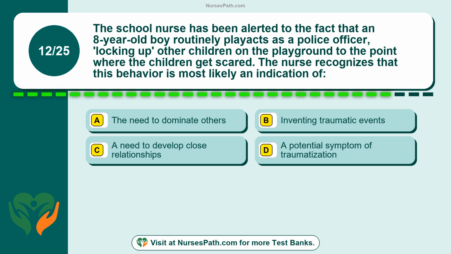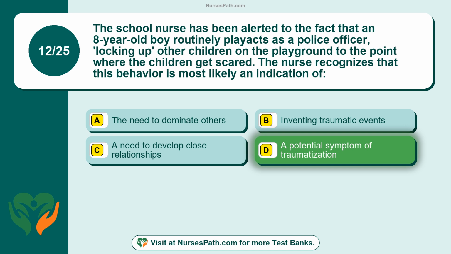The school nurse has been alerted to the fact that an 8-year-old boy routinely play acts as a police officer, locking up other children on the playground to the point where the children get scared. The nurse recognizes that this behavior is most likely an indication of Option A, the need to dominate others. Option B, inventing traumatic events. Option C, a need to develop close relationships. Option D, a potential symptom of traumatization.